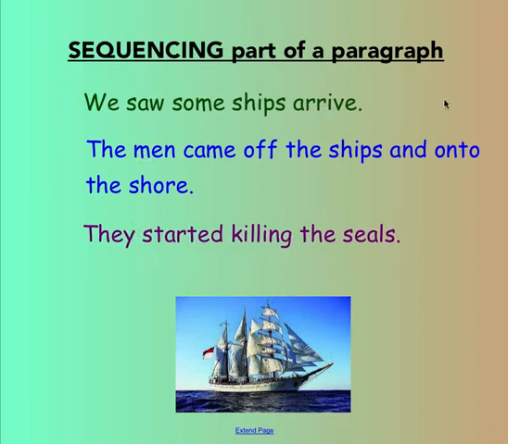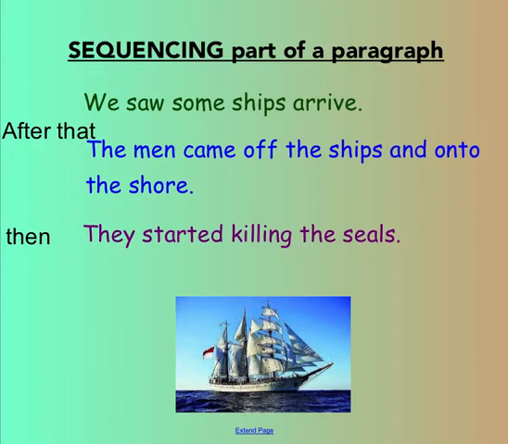We saw some ships arrive comes first because the ships have to arrive before the men come off them. So here we are, the men coming off the ships and onto the shore. And then they started killing the seals. Okay, now I've added an extra word in there. You could hear that little connective word there. Then, okay. You could also use a phrase like after that. Okay, and these words here, or phrases, are what we call connectives because they connect the sentences together and help us to make meaning out of it.